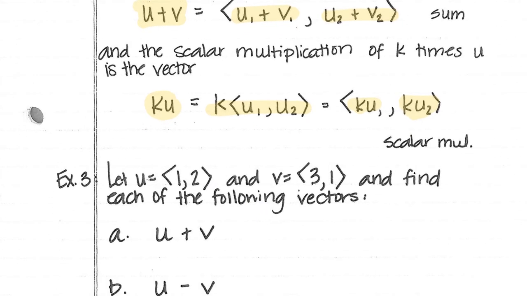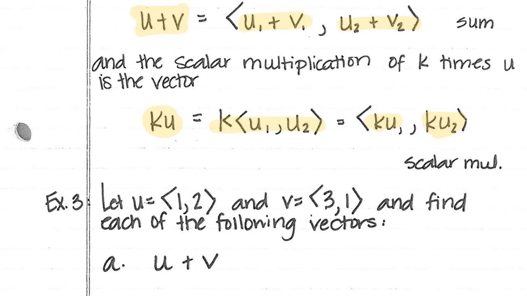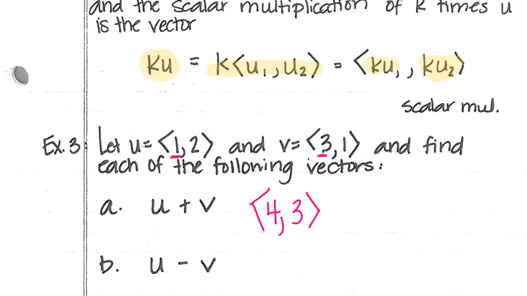So let's go ahead and take a look at example 3. The first thing is saying, let's add u plus v. If I was to add the u's, 3 plus 1 gives me 4. 2 plus 1 gives me 3. Next question tells us to subtract them. If I am to subtract, 1 minus 3 is negative 2. 2 minus 1 is 1.